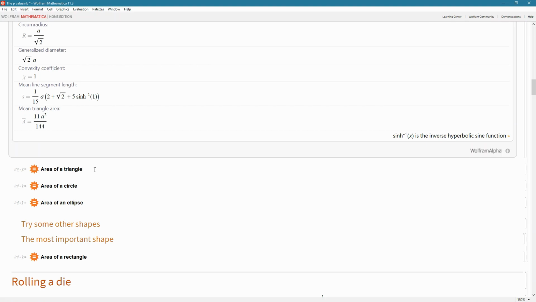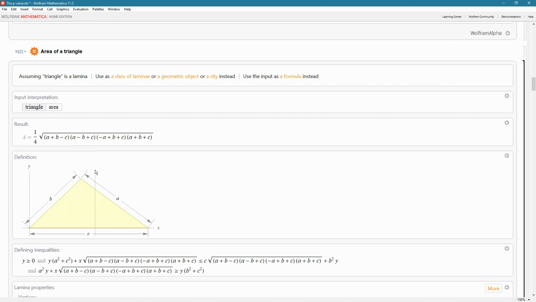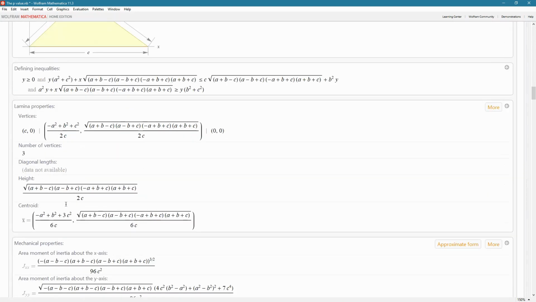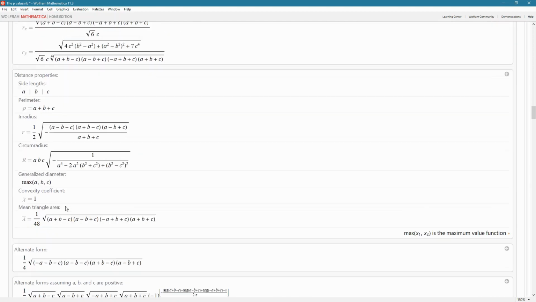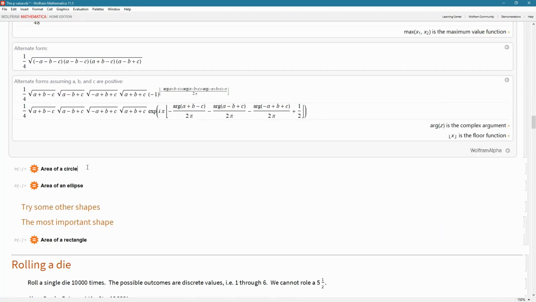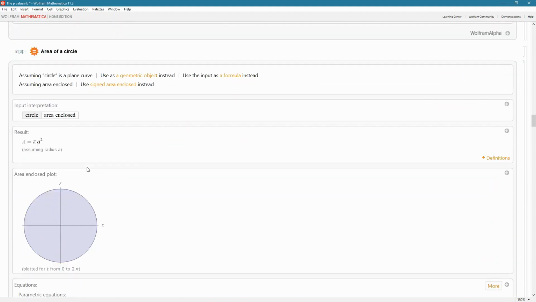So let's look at the area of a triangle. Can you remember that? There you go. You can see how to calculate the area of a triangle. And you see if the sides are A, B, and C, exactly how to do that. And again, all sorts of extra information. Let's go on to something that's a bit more difficult. Can you remember the area of a circle? And there we go. If the radius is A, the area of a circle is pi A squared, or pi radius squared, pi r squared.